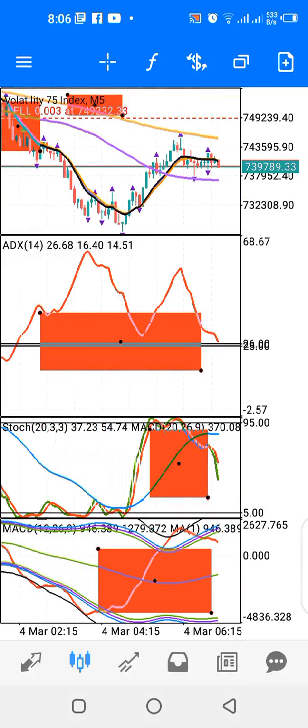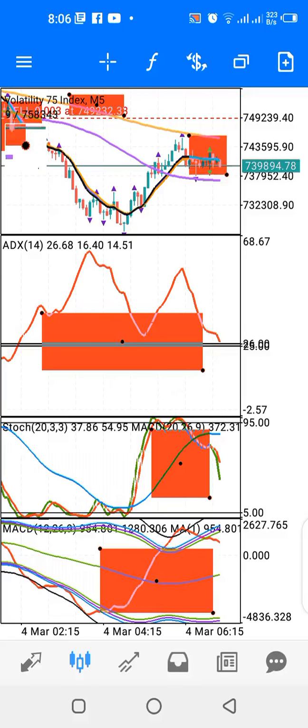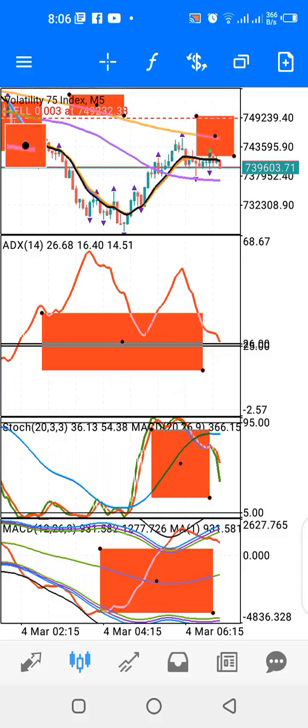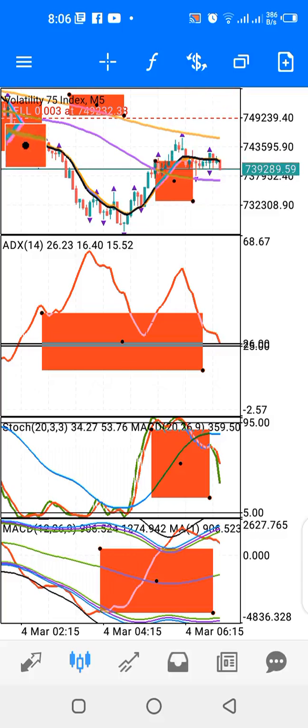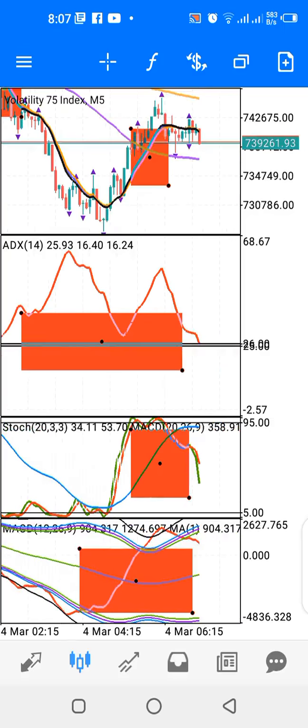I still expect price to go down as much as we are below the 200. This orange is the 200. But if price crosses above it and the purple also crosses above, then the bullish trend will have started again. So that's basically how to use the indicators on the main chart.